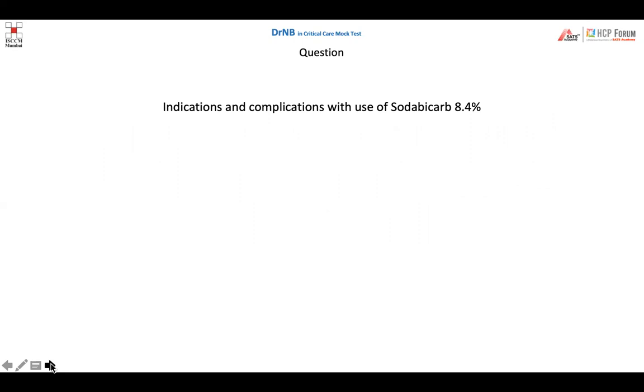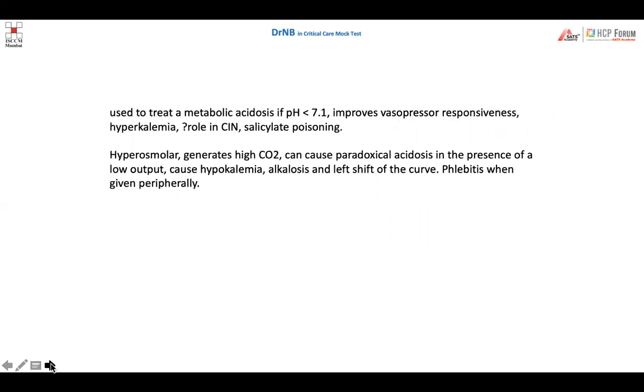Indications and complications with the use of soda bicarb 8.4%. The indication is treating metabolic acidosis, but it is better avoided. It should be used only when the pH is very low or the patient has very high vasopressor support and the responsiveness of the vasopressor is reduced. So we give bicarb to increase vasopressor responsiveness. In hyperkalemia, it has a very proven role. Its role in contrast-induced nephropathy is now controversial and it is better avoided. Also, it is useful in cases of salicylate poisoning.